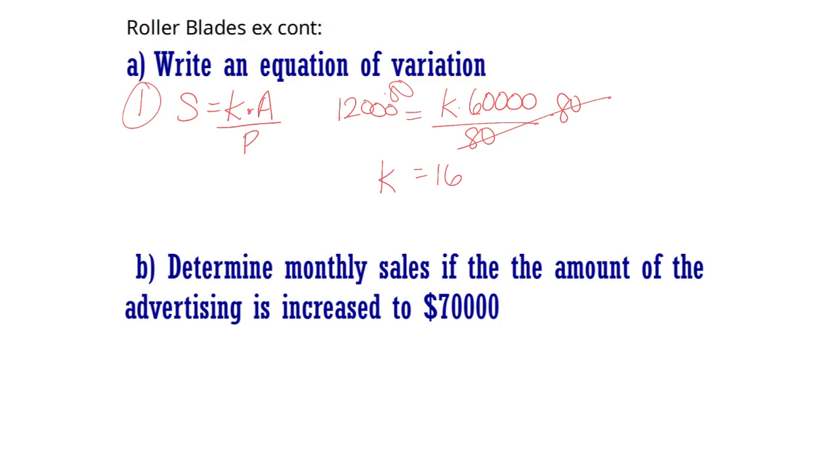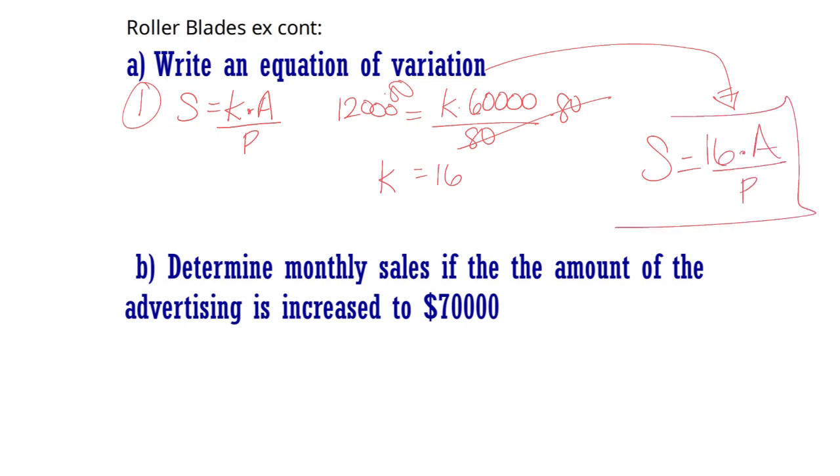Once I know k, I'm actually ready to write that model or that equation of variation. So it goes S equals 16 times A over P. That's your model or your equation of variation. Now let's use it. Determine monthly sales if the amount of advertising is increased to $70,000.